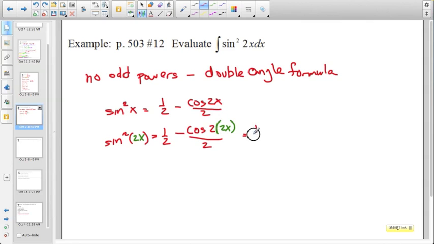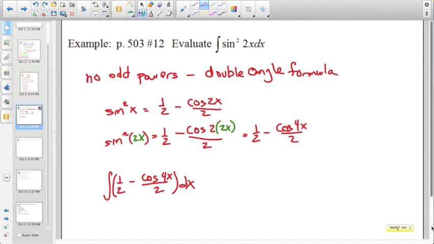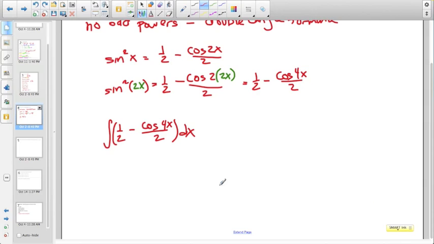So we end up with the expression 1/2 minus cosine 4x over 2. So that's what we have to substitute into the integral here. So we have the integral of 1/2 minus cosine of 4x over 2 dx. And the whole idea of substituting this in is to eliminate that power, because as long as the trig function stays in the expression, we can't have the powers in there and still be able to integrate it without doing a u sub.